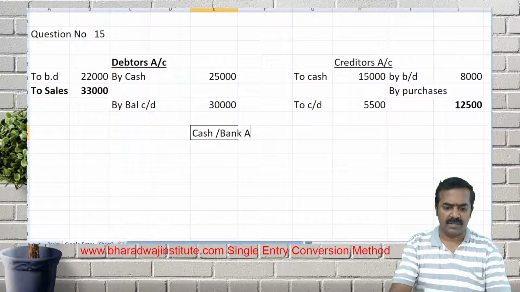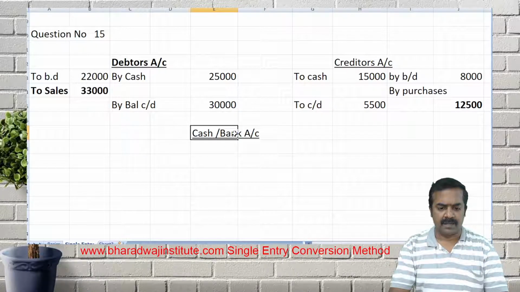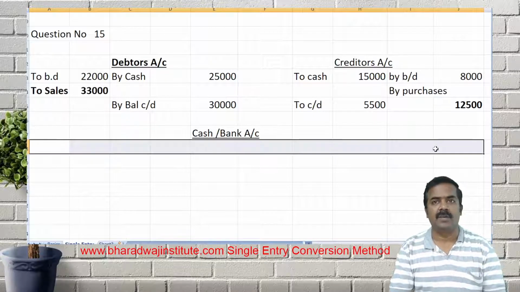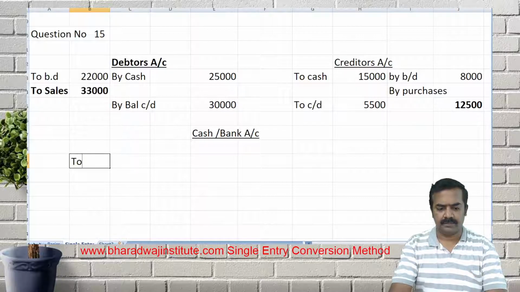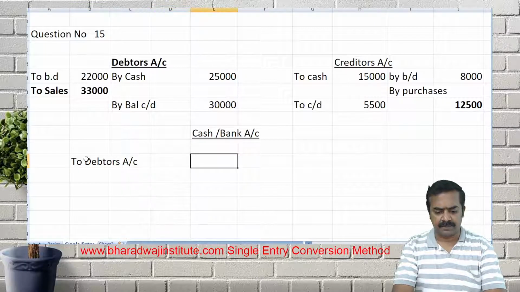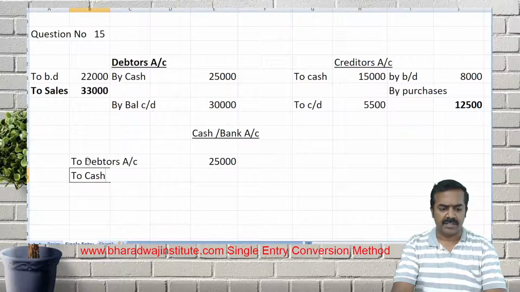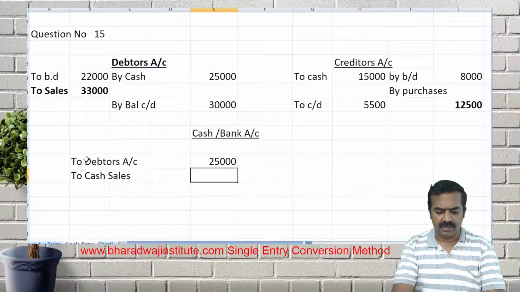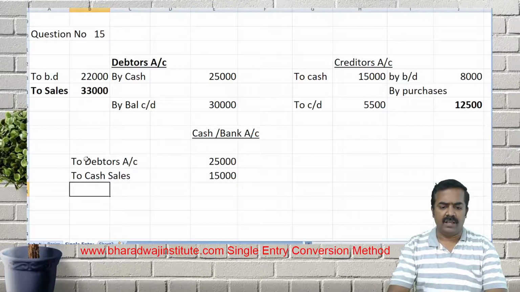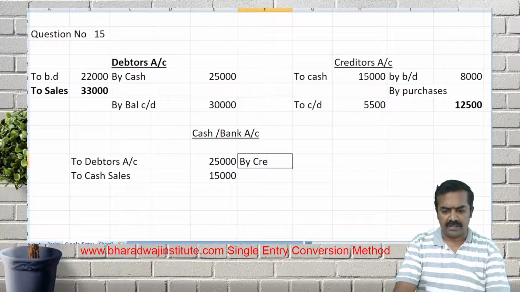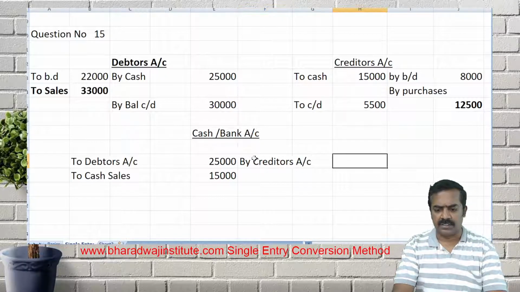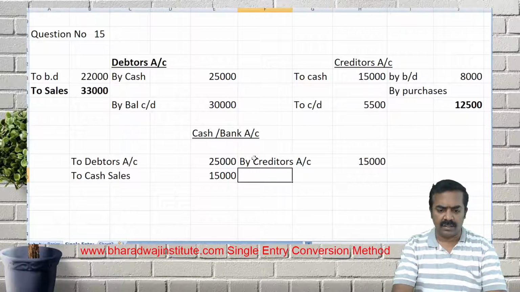Next, let us prepare which account? Combined cash and bank account in a single column because we are not given separate figures. Leave the first line gap because it can be an OD balance or a normal balance. Tell me what are the collections? Debtors account. How much is received? 25,000 received from the debtors account. Cash sales? Yes, sir. How much? 15,000. Any other income collected? No. By creditors, how much is paid? 15,000.